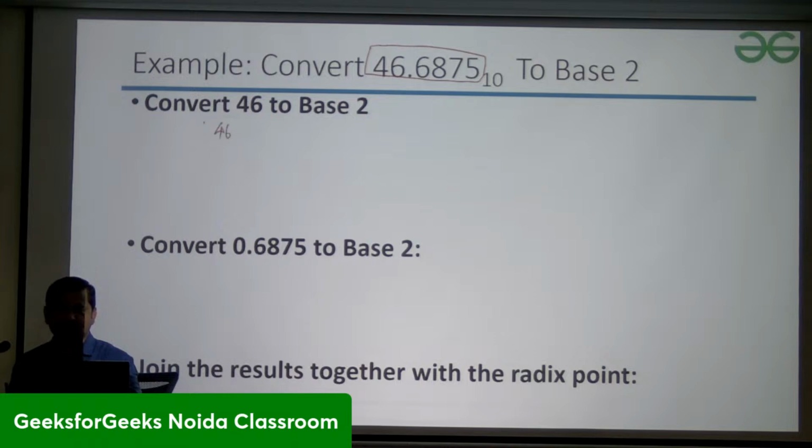So 46 divided by 2 is 23, remainder 0, then divided by 2, 11, remainder is 1, divided by 2, 5, remainder is 1, divided by 2, 2, remainder is 1, 2 ones are 2, remainder is 0. Okay, so this is going to be 101110 base 2, that is the integral part.